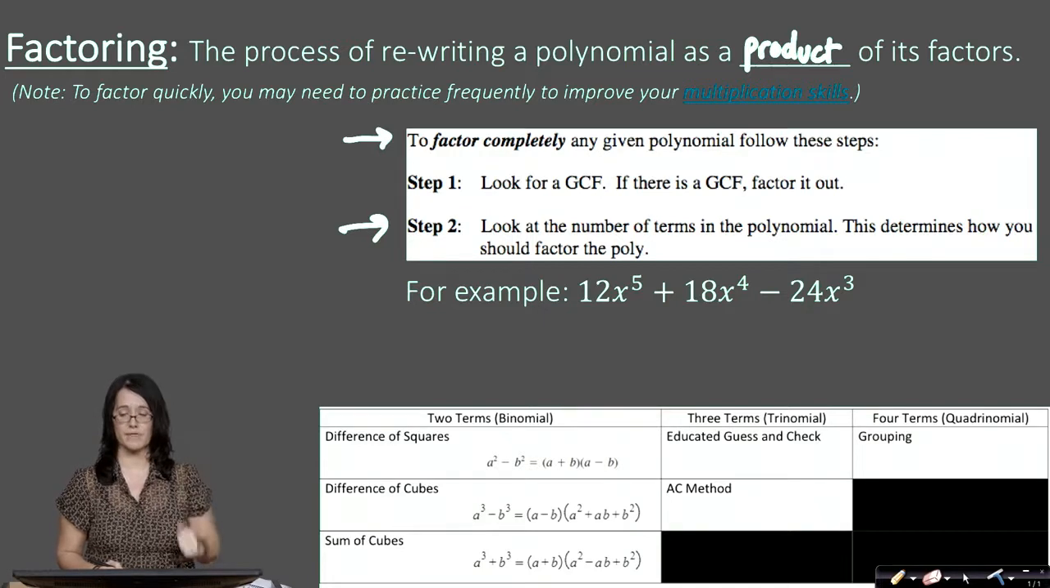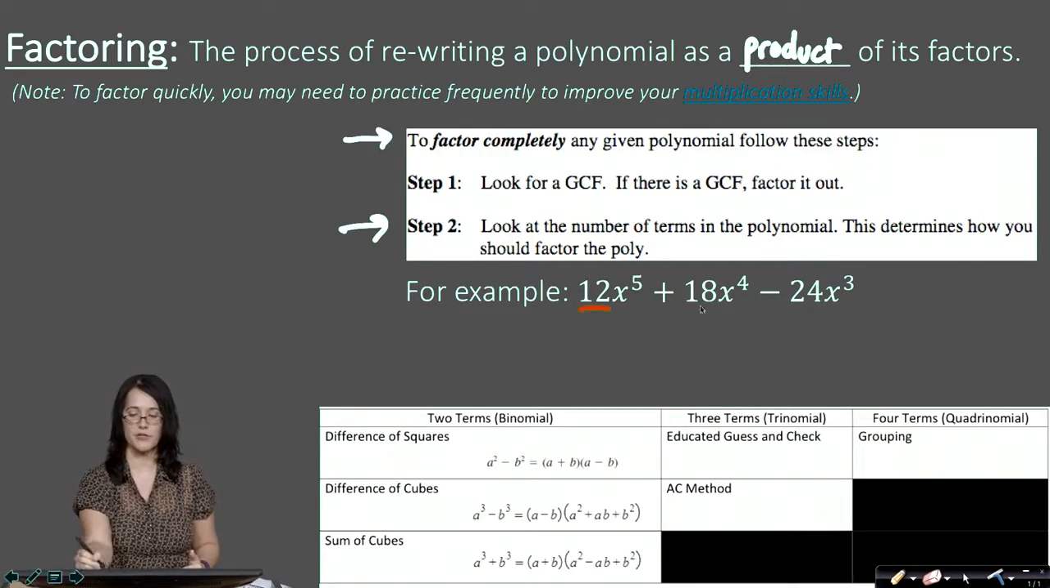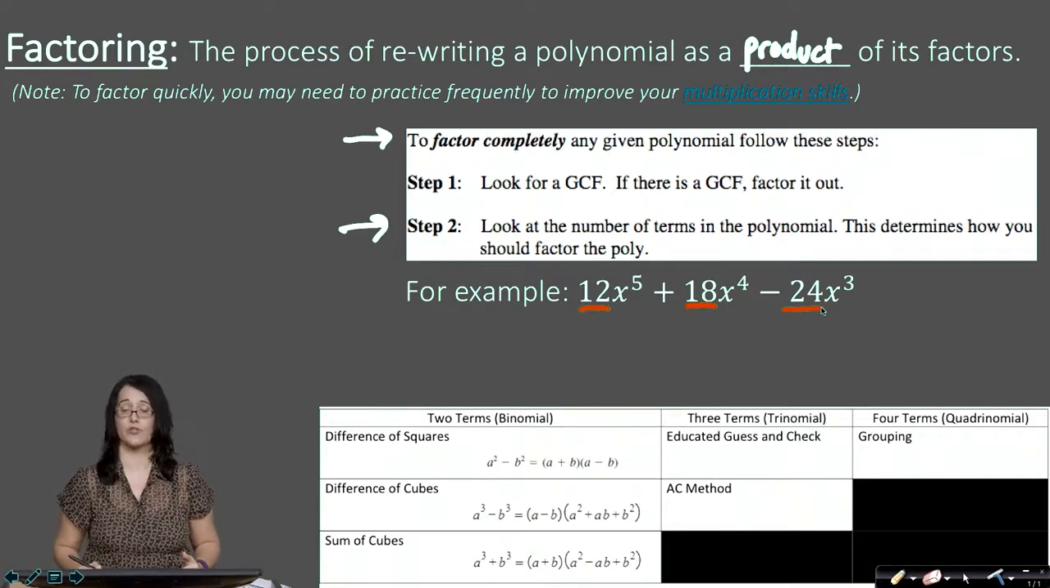Its highest exponent is a 5. But to factor out a GCF, we would first look at the coefficients. Do they share any common factors? Well, 12 is divisible by 2 and 3 and 4 and 6, right? So 6 is the largest number that goes into 12 other than 12 itself.